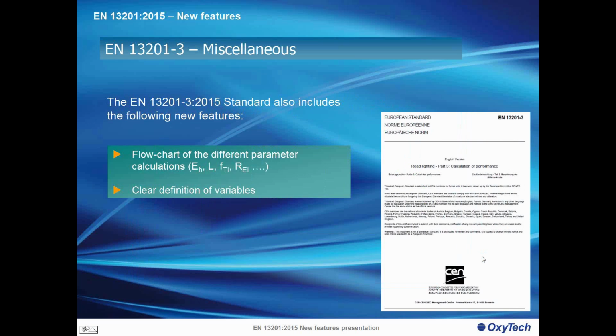Last part of the section defining the calculation of the different parameters was introduced about the flowchart of different parameter calculations. So it means that previously it was not defined how to calculate exactly, through a flowchart, the different parameters, which is now defined through the standard.